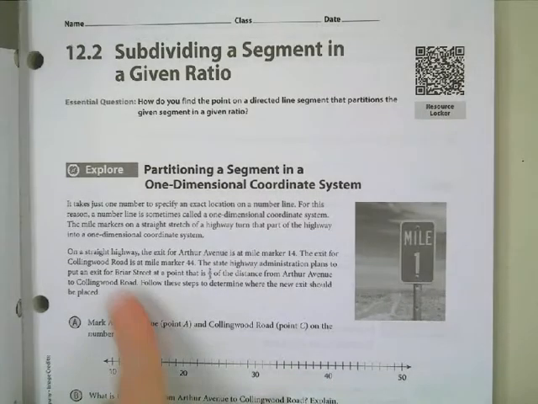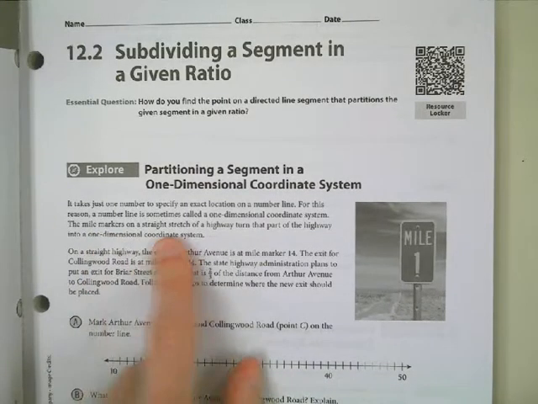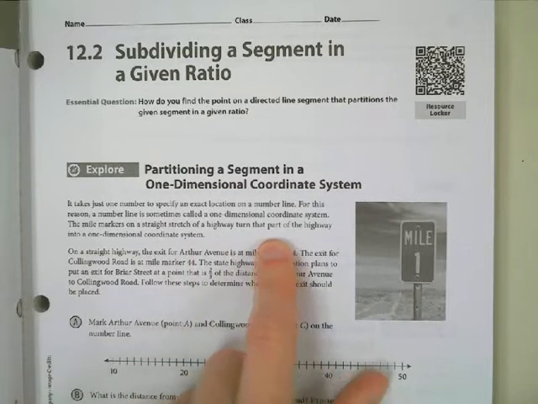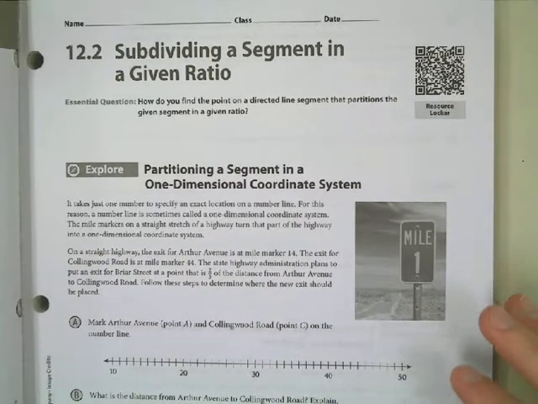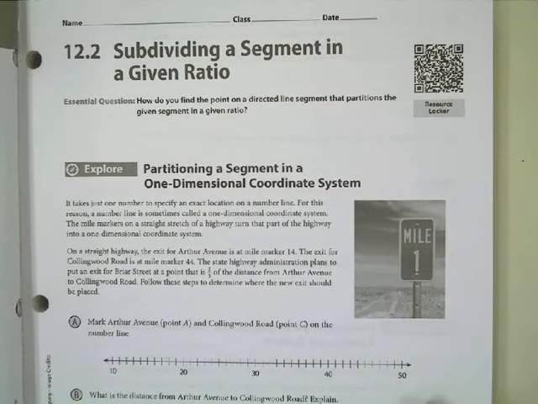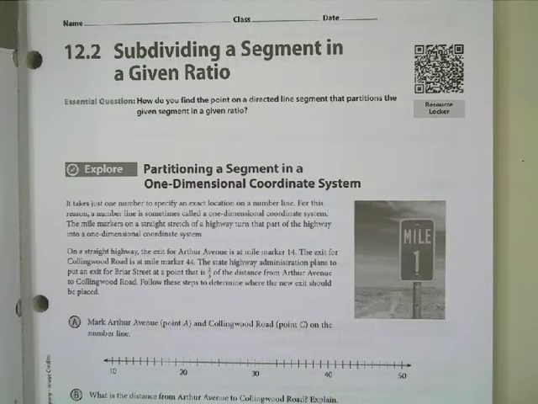The mile markers on a straight stretch of highway turn that part of the highway into a one-dimensional coordinate system. I don't know if you ever noticed, but when you're on the highway, there are these small green mile marker signs as you're driving. That helps emergency crews know where to locate you. If you break down, you can say, "I just passed mile marker 72." Most people don't see them, but they are on 70 and on 270.